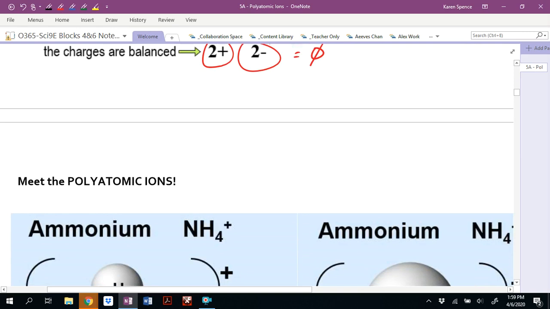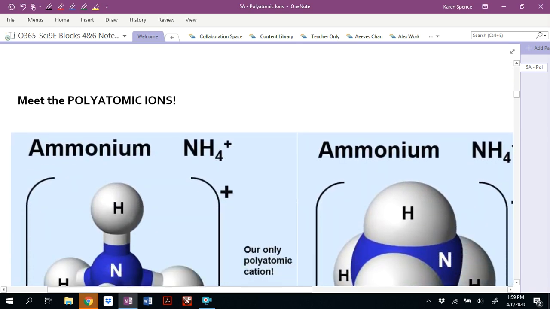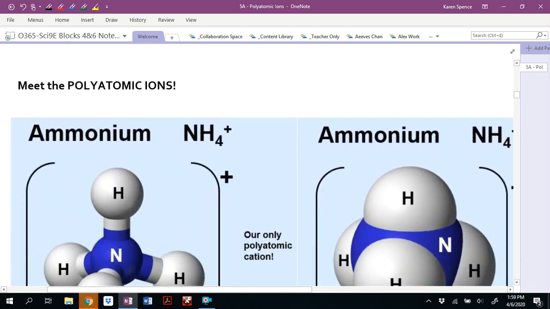So we're just going to meet a whole bunch of polyatomic ions. You are not expected to memorize these, okay? There are very, very few positive polyatomic ions. There are only 2 positive polyatomic ions.